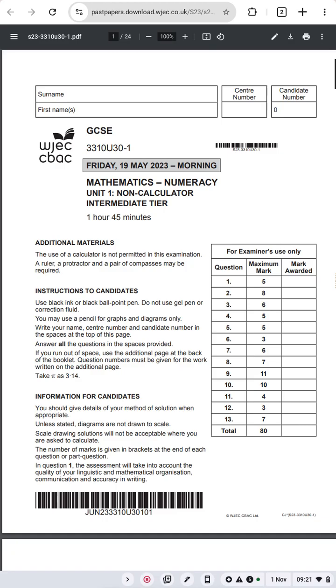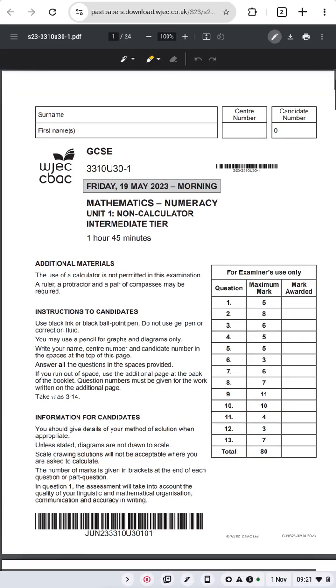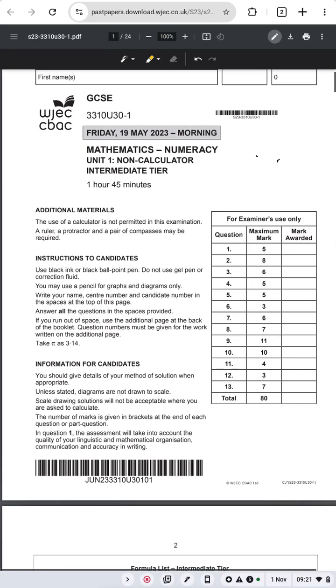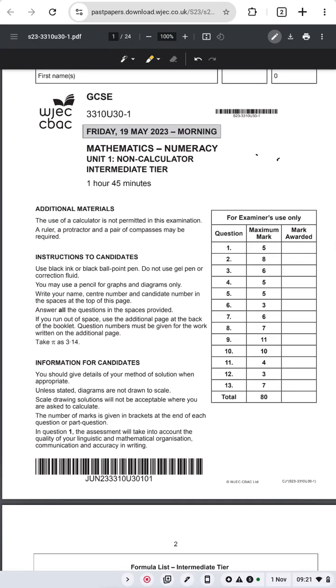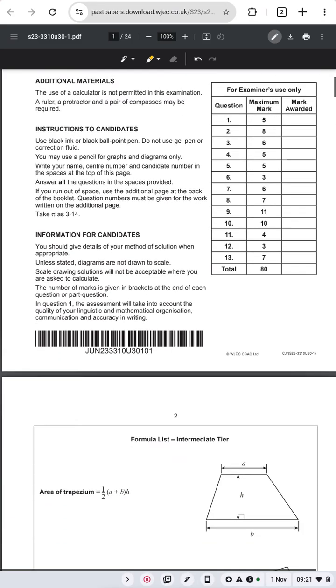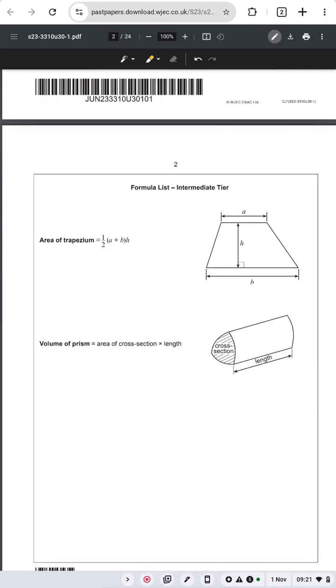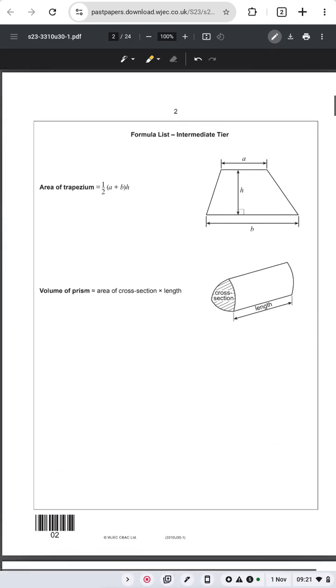So the usual thing about taking pi to be 3.14 and using black ink. I'm doing this on a tablet, so some of the questions we may struggle to do just because of using things like compasses and protractors, and also the scale is different. Okay, usual formula sheet with the area of a trapezium and the volume of a prism.